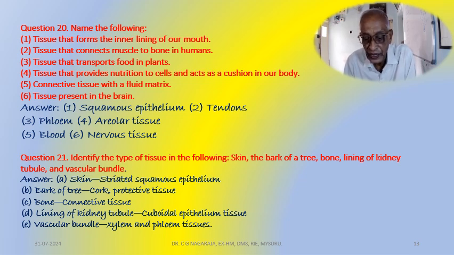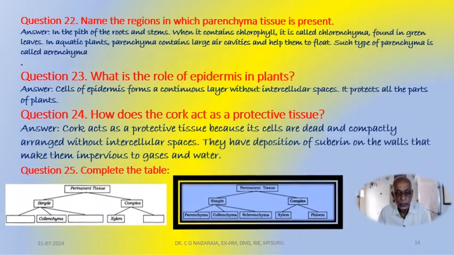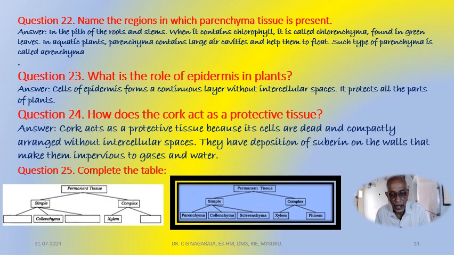Then lining of the kidney tubule. Lining of the kidney tubule is made up of cuboidal epithelial tissue. Then vascular bundle. Vascular bundle consists of xylem and phloem. Now we come to the last part, question number 22, 23, 24, 25.